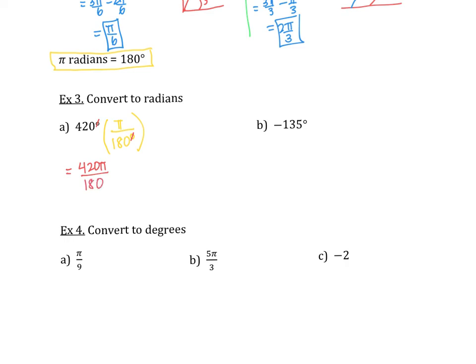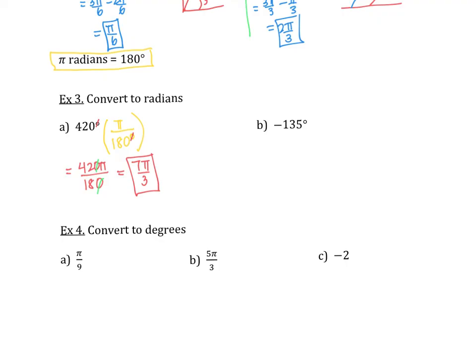I get 420 pi over 180. I'm going to simplify this using my magical brain. Cancel the zeros for sure. I could divide by 6 on the numerator and denominator. So I will get 7 pi over 3, which is a great answer for radians.